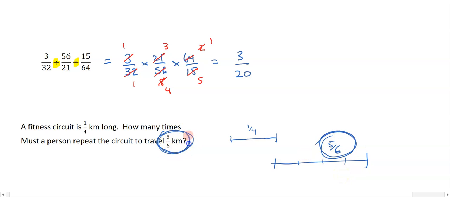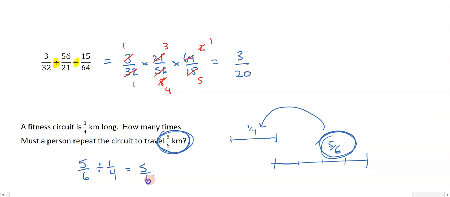So if this is the total distance, I want to take my 5/6 of a kilometer and I want to know how many, meaning division, how many 1/4 do I need to complete to get to 5/6. So that means it's division. You start with your total and divide by how much it is each time, right? And I want to know how many 1/4 do I need to complete to get there.